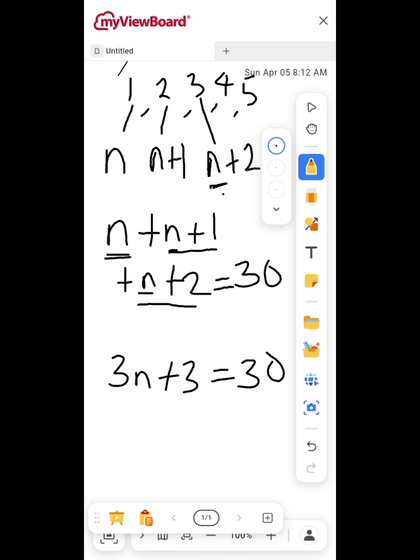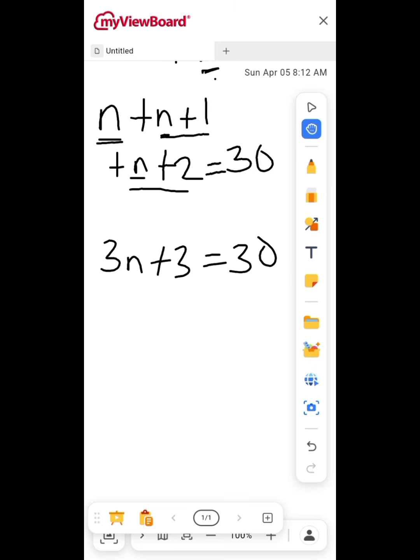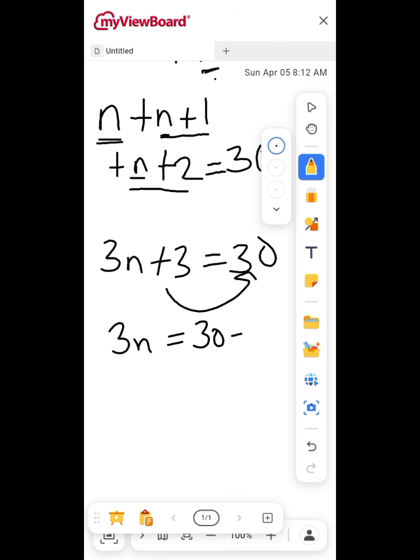And this has turned to a straight line equation. So we can collect like terms. 3 and 30 look alike. You can collect them. So we have 3n equals 30 minus 3. 3n equals 30 minus 3, that's 27. And this is also a straight line equation.